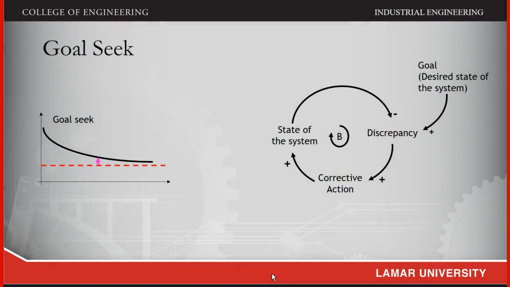And once we have the discrepancy, we can project a corrective action that approaches the system closer to the goal, reducing the discrepancy. This is also one of the most common models that we could have, but as you can see, this starts to get more sophisticated interrelation between the elements that form the system.